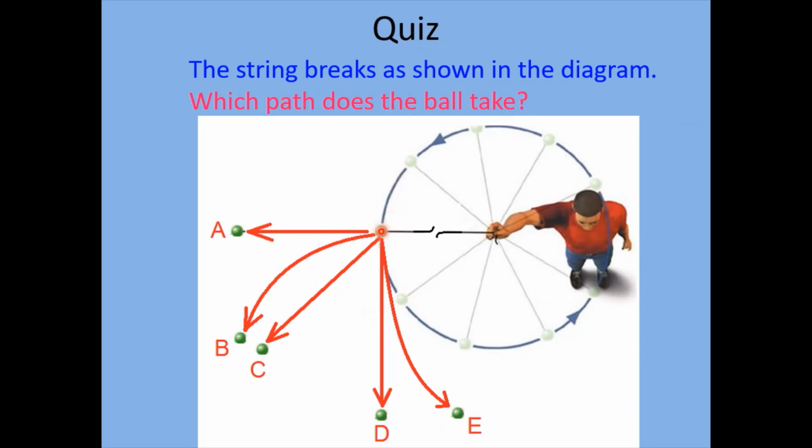And your choices are: the ball goes straight out, from the position that it was in here from the center. That's part A. Part B is it kind of goes out, but it remains curving like this. Part C, it sort of goes at an angle, but in a straight line. Answer D is it goes in a straight line, but in this direction, tangent to the circle. And part E is it follows a curved path after it leaves the circle like this.